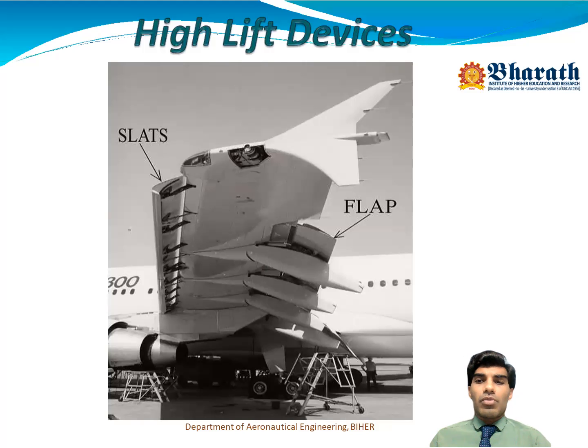In high lift devices, mostly we use them in the wings. We will be keeping the flaps, slats, and slots. They are generally located at the leading edge or trailing edge of the wings.